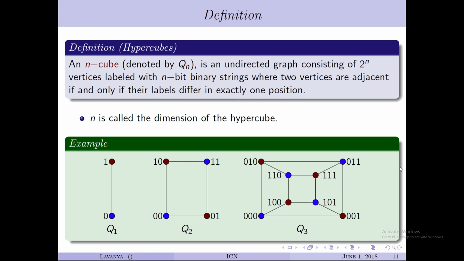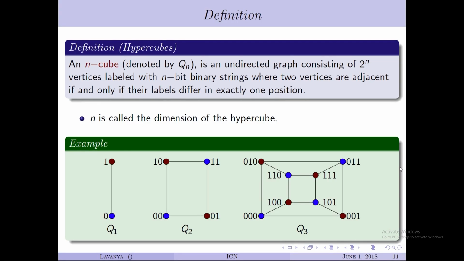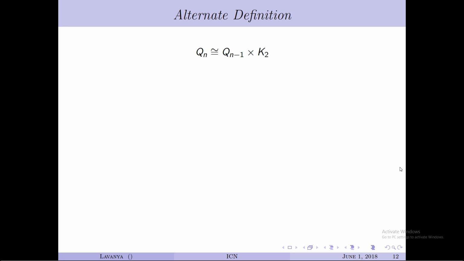There is also another alternate definition for this cube. Instead of looking at it as binary labels, as mathematicians we always like to add a structure on top of it, right. So, there is the other structural definition using the Cartesian product. I already defined what Cartesian products are, right.